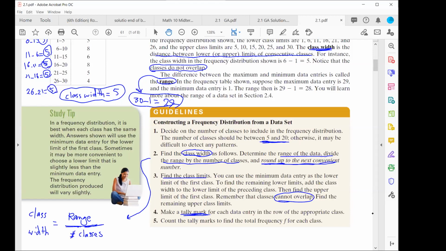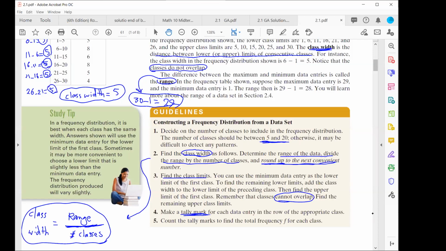So first you have to decide on the number of classes. In step 1, you decide on the number of classes. In step 2, you find class width by dividing the range. Remember that range is maximum minus minimum. And you divide it by the number that is either given or you select.